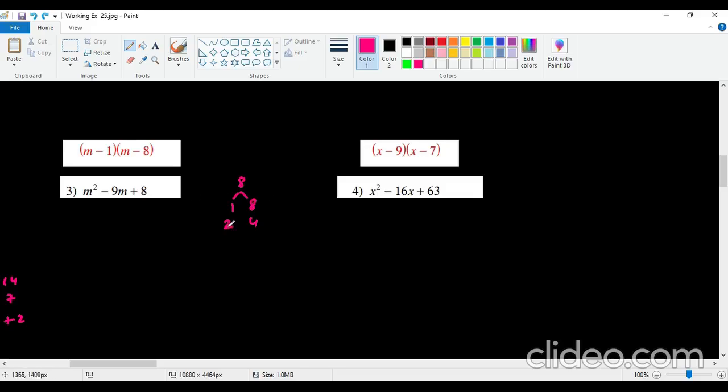2 plus 4 is a 6. 4 minus 2 is a 2. So this will not work. And 8 minus 1 is going to give us a 7. But 8 plus 1 is going to give us a 9. So minus 8 minus 1 is the right choice. So we will use this minus 8 minus 1.